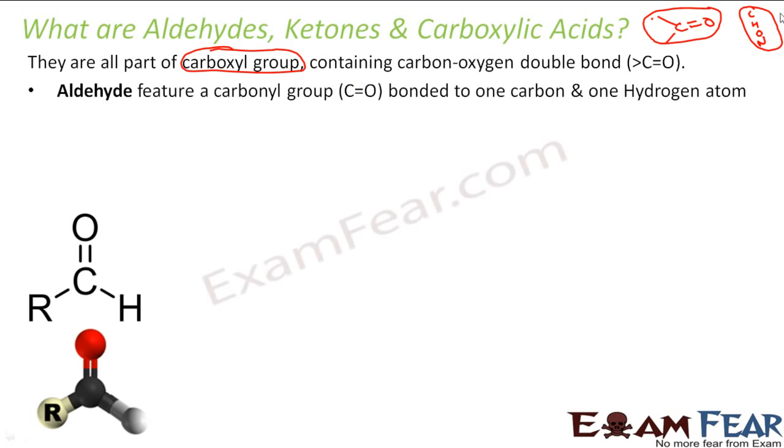Now, if in this C double bond O you put at least one hydrogen, it becomes an aldehyde. For example, you take the C double bond O, and here you put hydrogen, at least one, I told you. Here you put some alkyl group, or in both cases you put hydrogen, both are aldehydes. At least one hydrogen. It says one carbon, one hydrogen, but that is not the case because formaldehyde, HCHO, is also an aldehyde. So you can say bonded to at least one hydrogen.